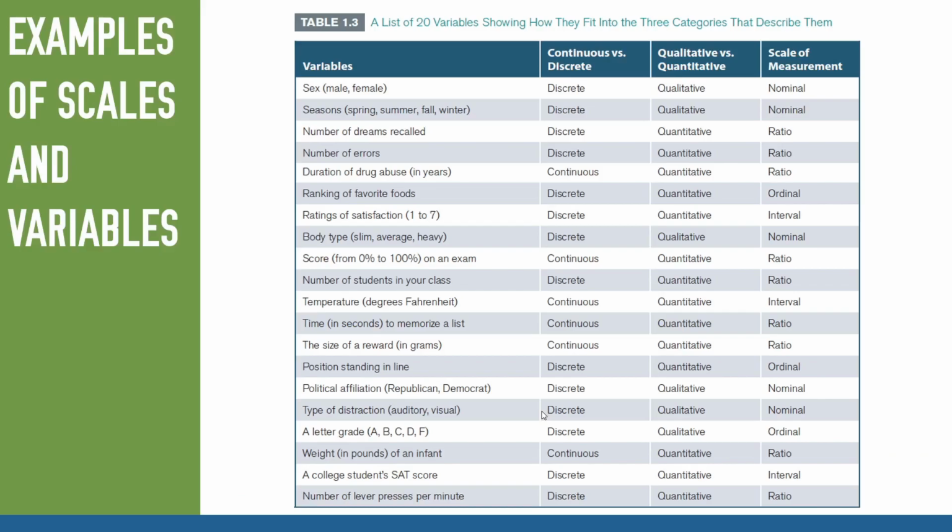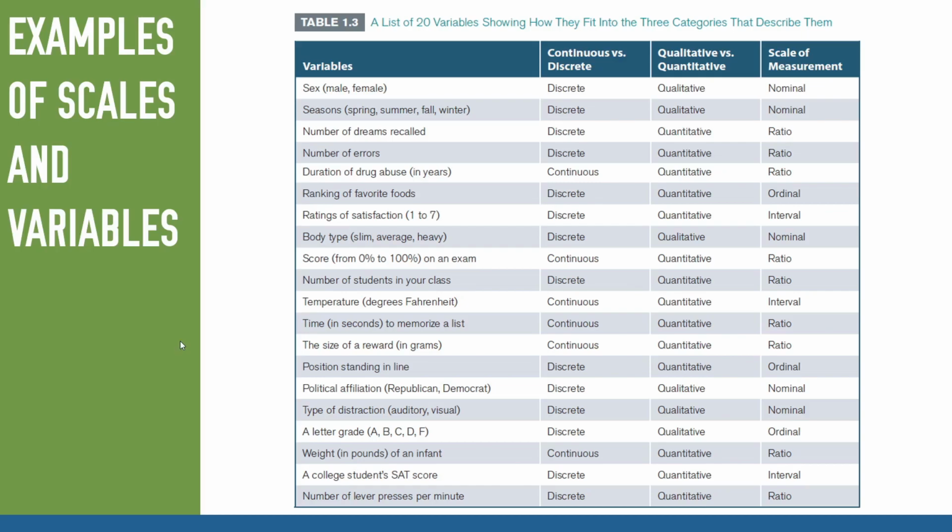Okay, and this is an example from the textbook we're using in this course, the Privitera text. I won't spend a lot of time on this, but wanted to mention it here if you'd like some practice thinking through these different types of variables and if they're continuous or discrete, if they're qualitative or quantitative, and the scale of measurement. This might be helpful to think through some of that.